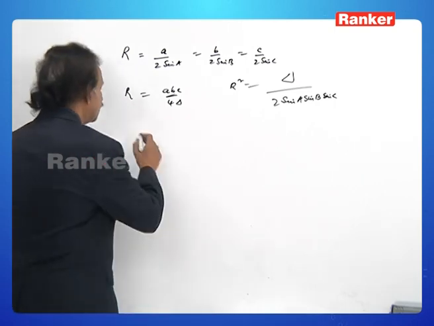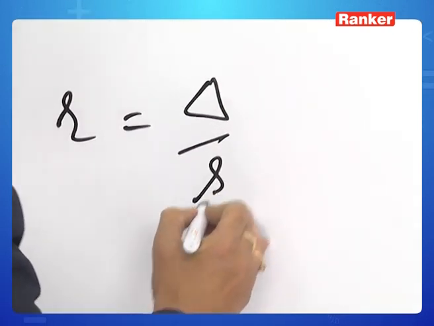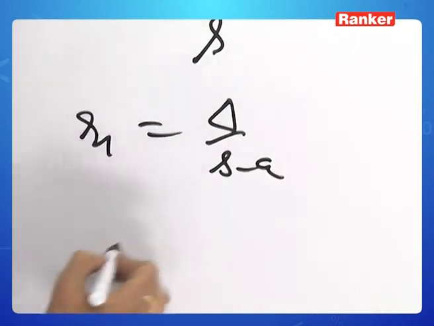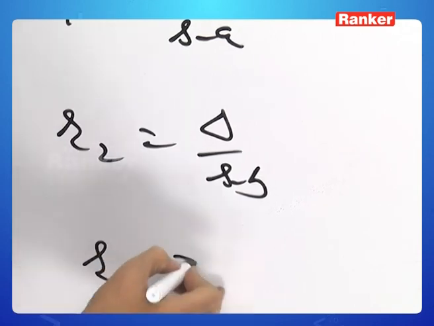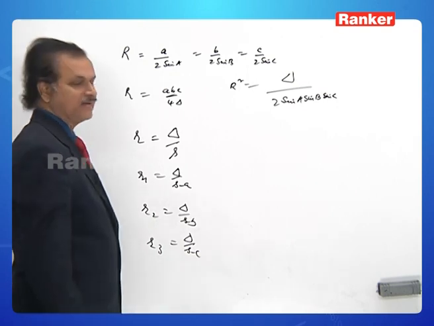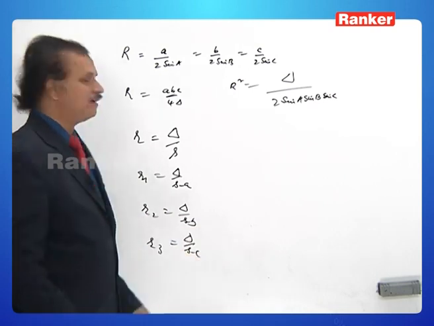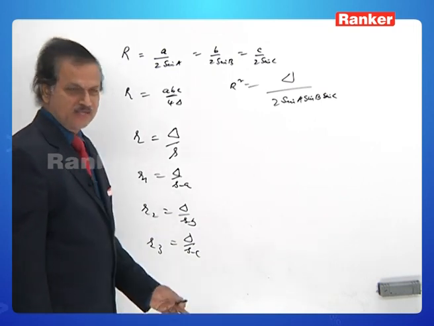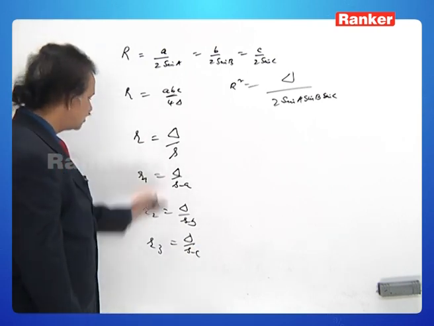Yes, this is about R. And then about small r. Small r is delta by s. r1 is equal to delta by s minus a. r2 is equal to delta by s minus b. And r3 is equal to delta by s minus c. This is one set of formulae. There are three different sets of formulae for these radii. These are similar. What I mean to say is they look alike, almost with small changes. So this is the first set.